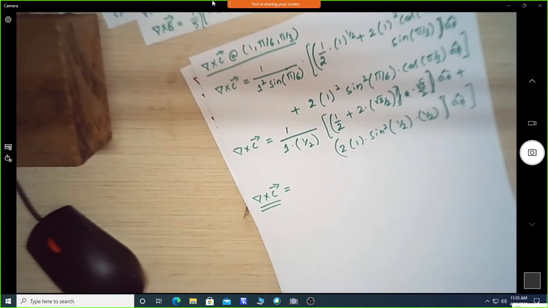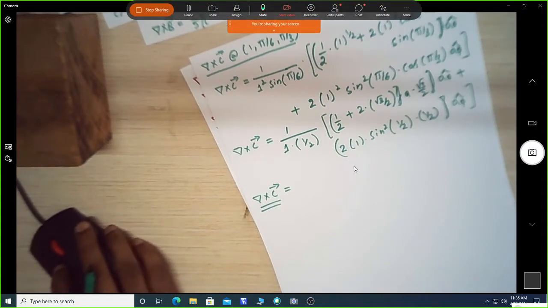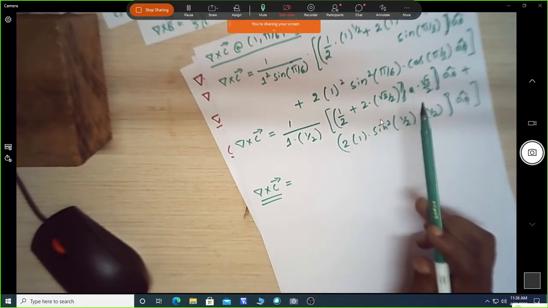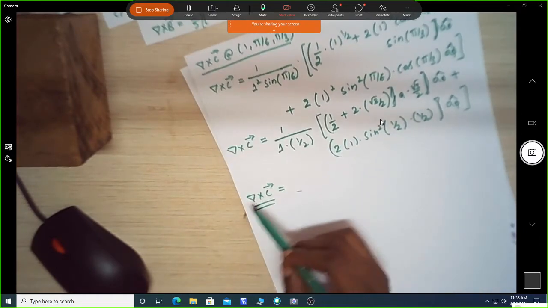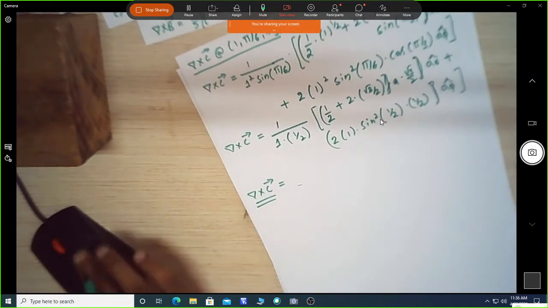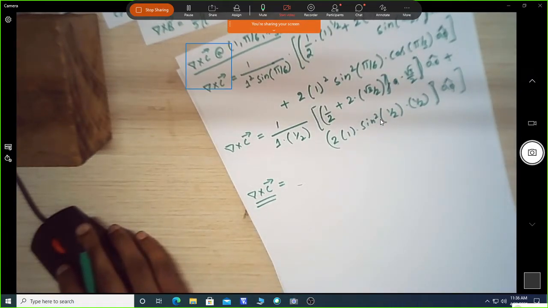So this is about finding out the curl of a vector. Is there any doubt? You can find out these values. These values you can simplify and put the curl value. So this is about finding out the curl of a vector field.